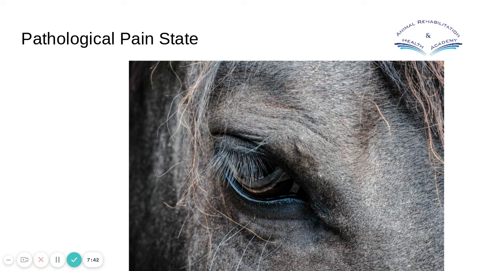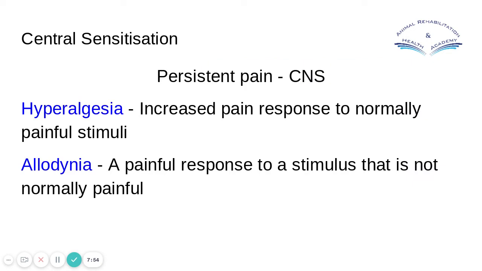And that's what we're going to talk about, and just have a little think about the aspect of a pathological pain state and the emotional and the fear responses, which is what I want to go on to talk about. So central sensitization, persistent or chronic pain. Persistent, chronic, you can use those intermittently. Persistent seems to be the more modern term for what might have been called chronic pain.